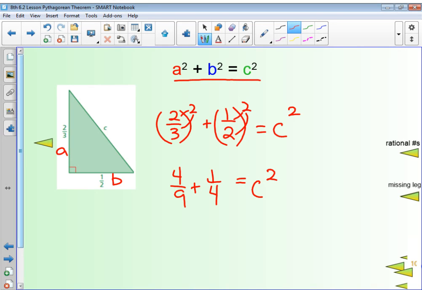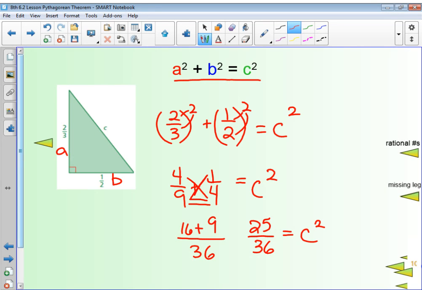Okay, so now I have to remember my rules for adding fractions because now I have 4/9 plus 1/4. We've been practicing this skill a whole lot, the crisscross straight across. So 4 times 4 is 16, plus 1 times 9 is 9, over 9 times 4 is 36. So now when I add those, I get 25 over 36 equals C squared.